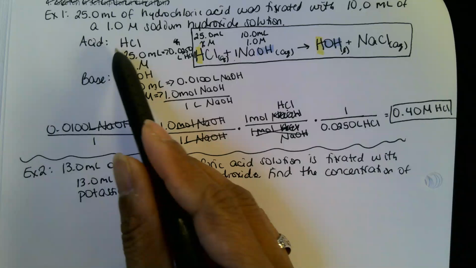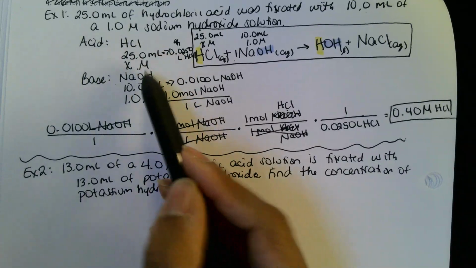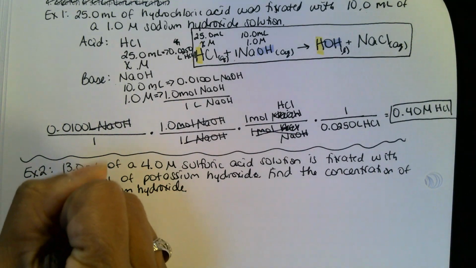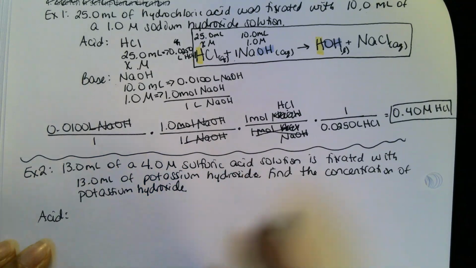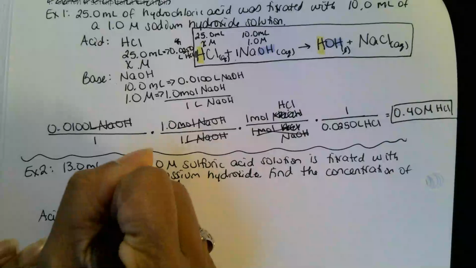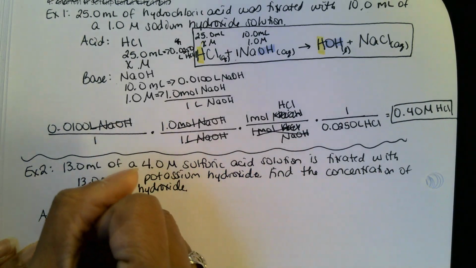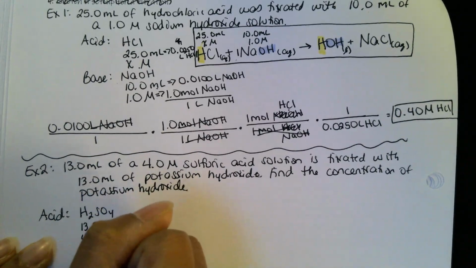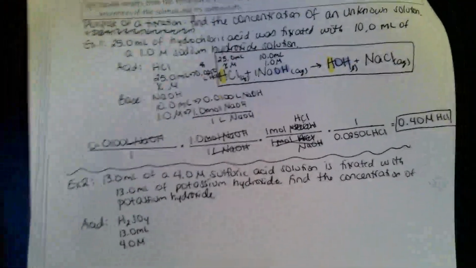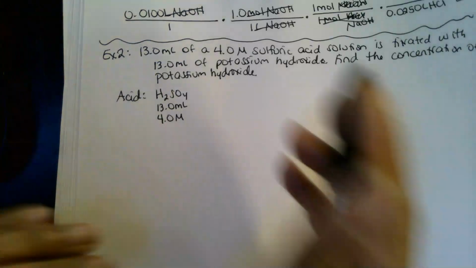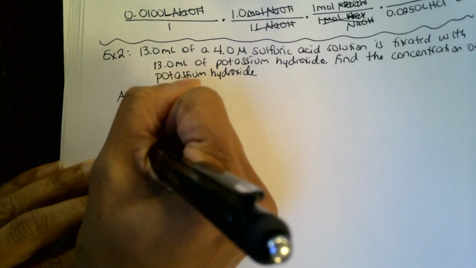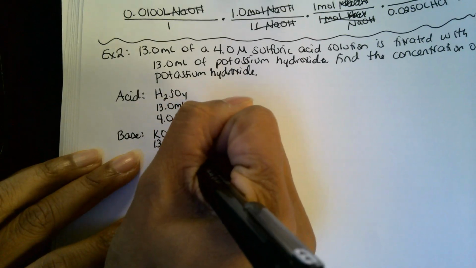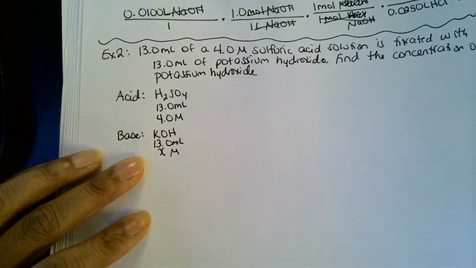So just like before, I identified my acid and my base. I wrote their formulas, and I am going to find out the information about those. So my acid is sulfuric acid, so that is H2SO4. I know that I have 13.0 milliliters of it, and it is a 4.0 molar solution. I will find my information about my base. This is potassium hydroxide, so it's KOH. I know I have 13 milliliters of that, but I don't know its concentration.